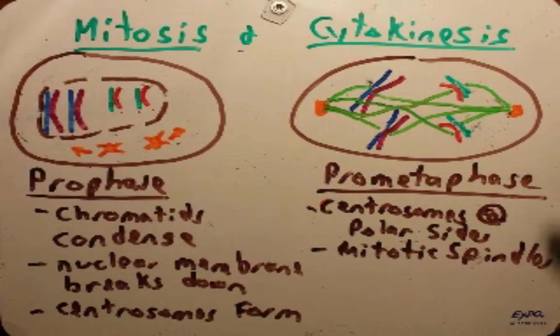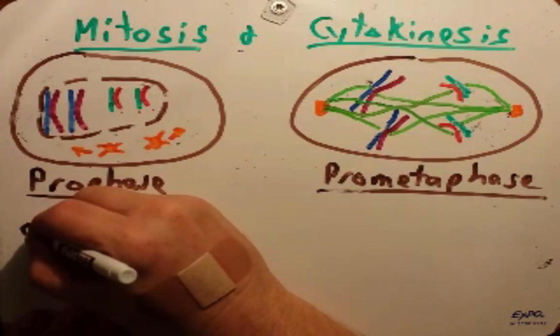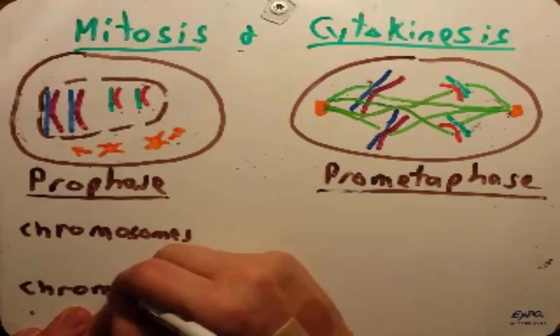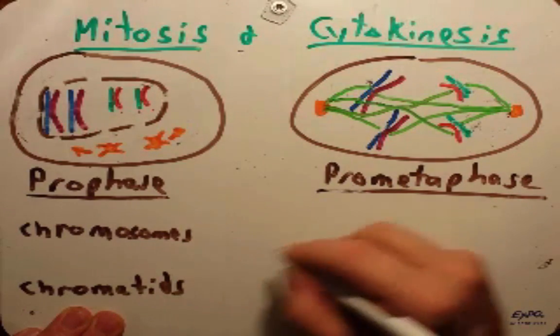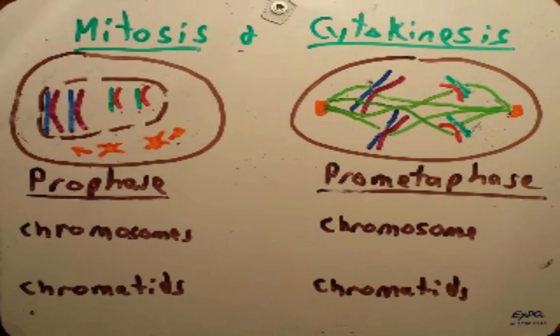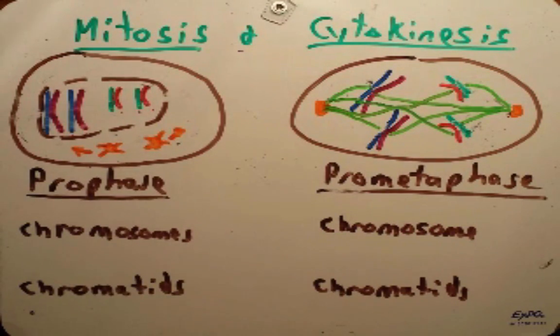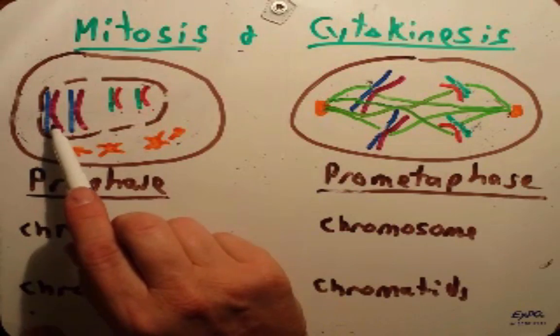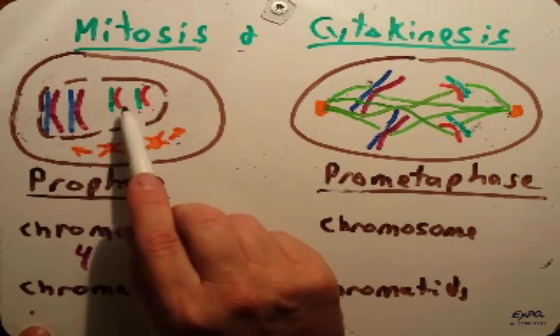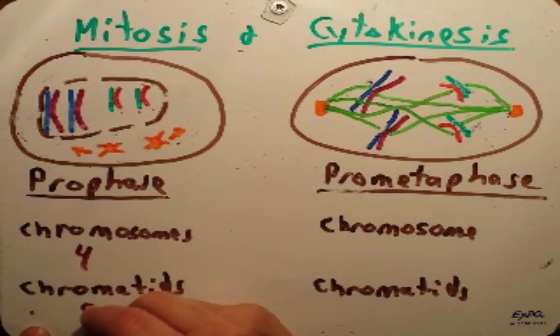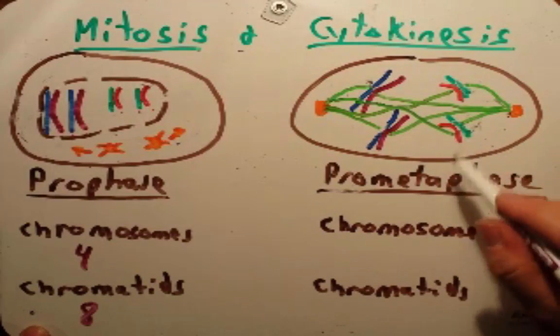Now what I'd like to do is go back through these and talk about the number of chromosomes and chromatids that are present at each stage. So chromosomes, chromatids. Okay, so in this cell we have 1, 2, 3, 4 in prophase. So we have 4 chromosomes. Number of chromatids, we have 1, 2, 3, 4, 5, 6, 7, 8. We have 8. Over here we have the same situation.